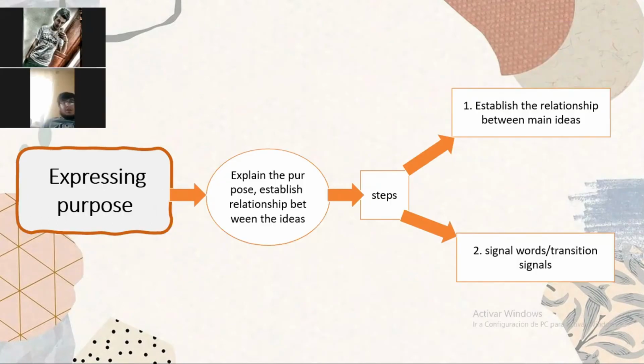Expressing purpose. In this type of question, you will be required to explain the purpose of a part of a passage. This type of question tests your ability to establish relationships between the ideas of the passage. There are two steps you need to take to answer the question effectively. First, you will have to establish the relationship between all the main ideas in the target paragraph. Second, check final words, transitions, organization.